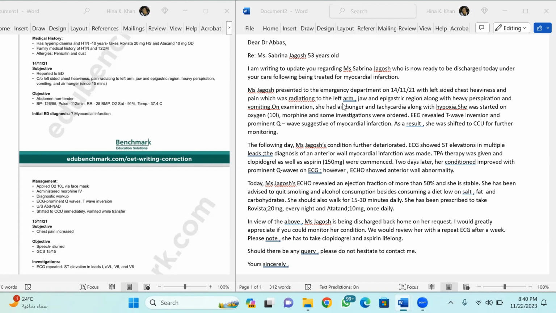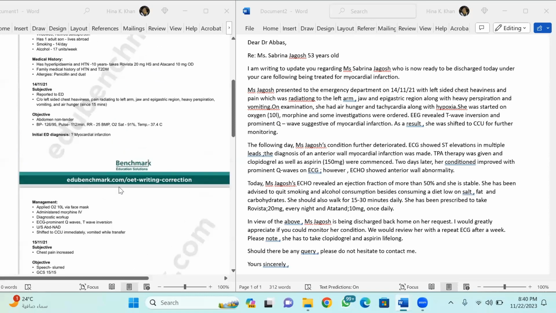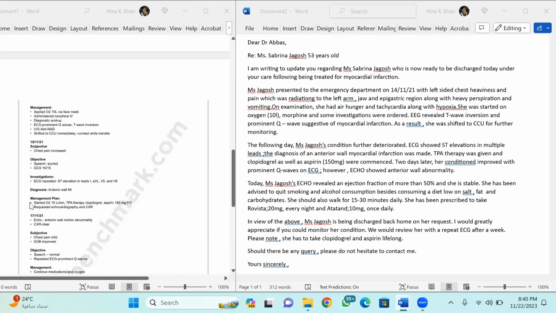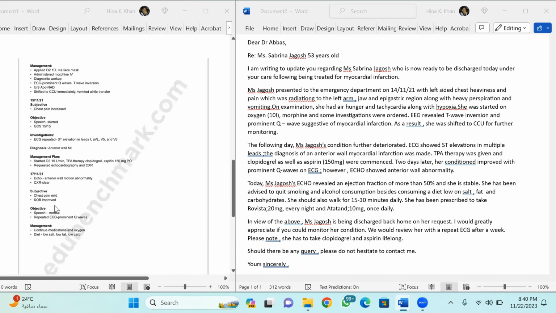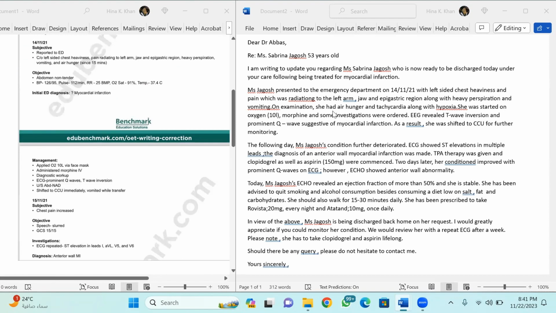Then on examination, she had air hunger. Instead of air hunger, you can write shortness of breath, because if you go further down, you can see over here that shortness of breath was improved. Air hunger is again shortness of breath. I saw it somewhere else also, so you can write: she was having shortness of breath along with tachycardia as well as hypoxia.